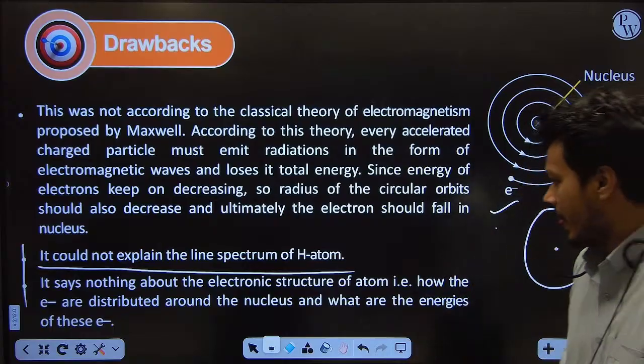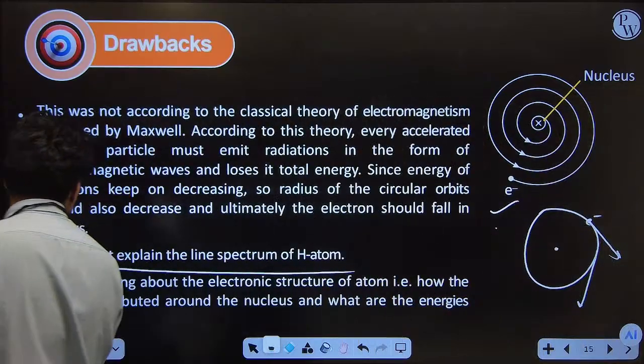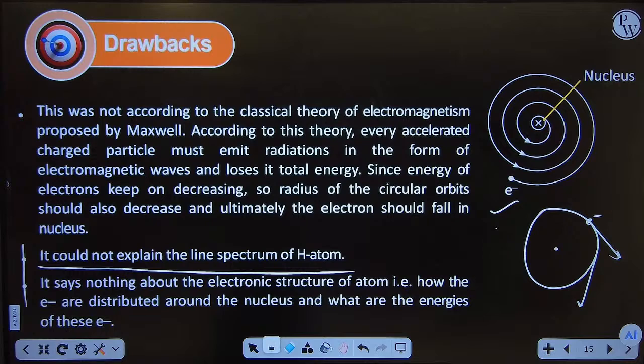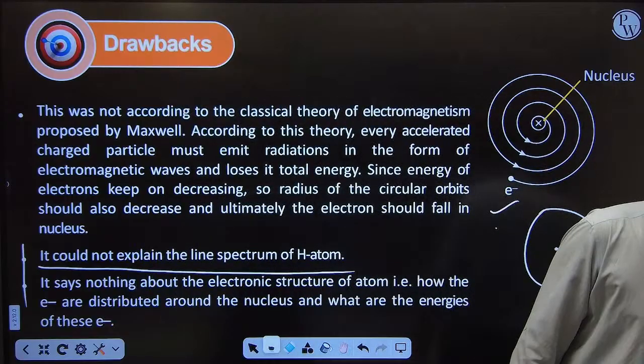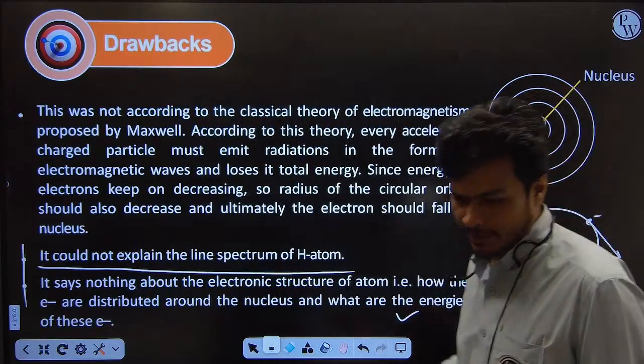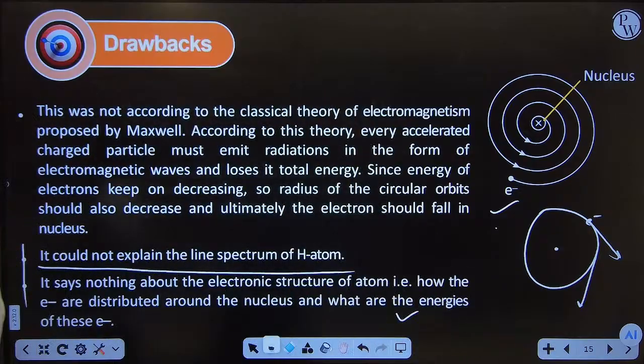And the last point, it says nothing about the electronic structure of the atom, how the electrons are distributed around the nucleus, and what the energies of these electrons are. Again, this is something we will deal with in Bohr's model, which is the next model which corrected these things.